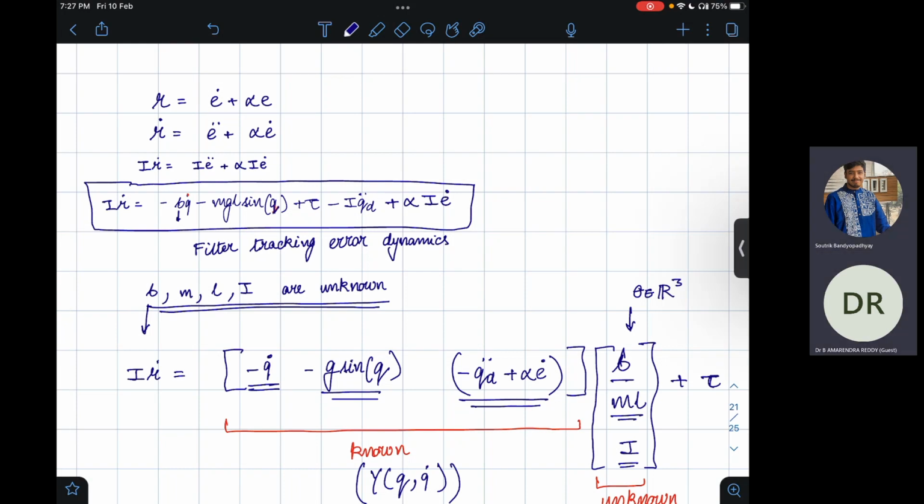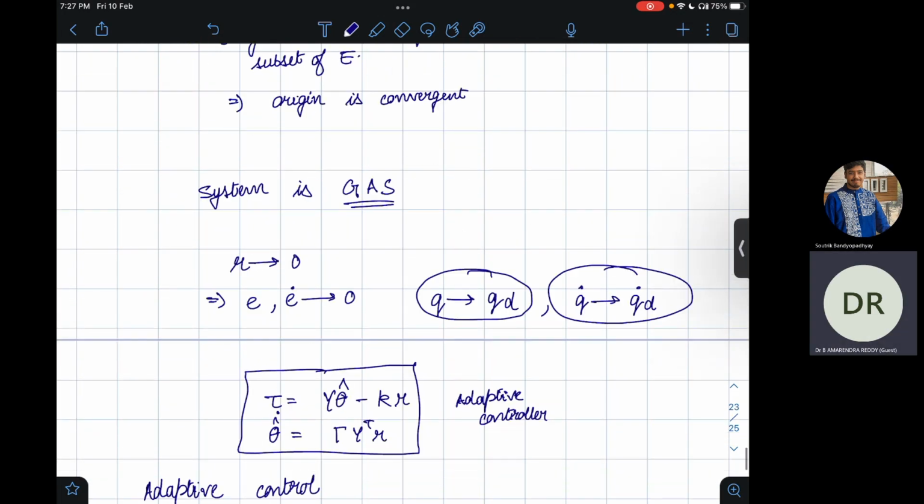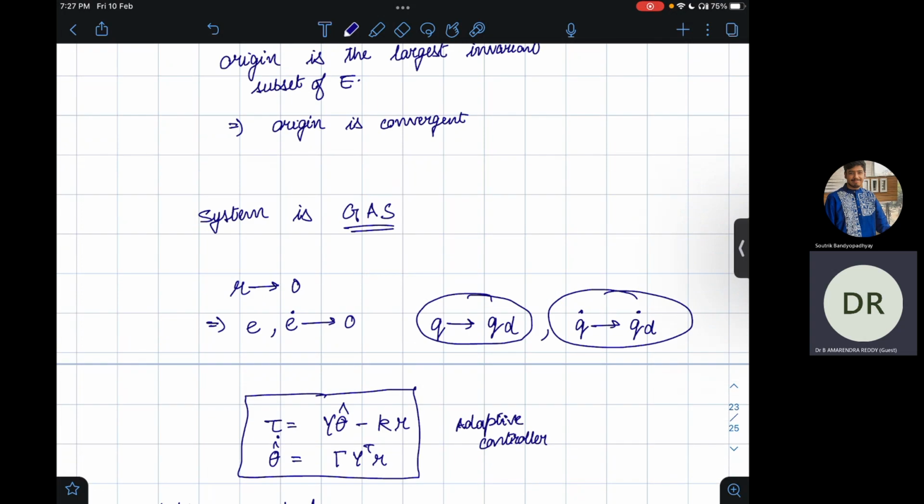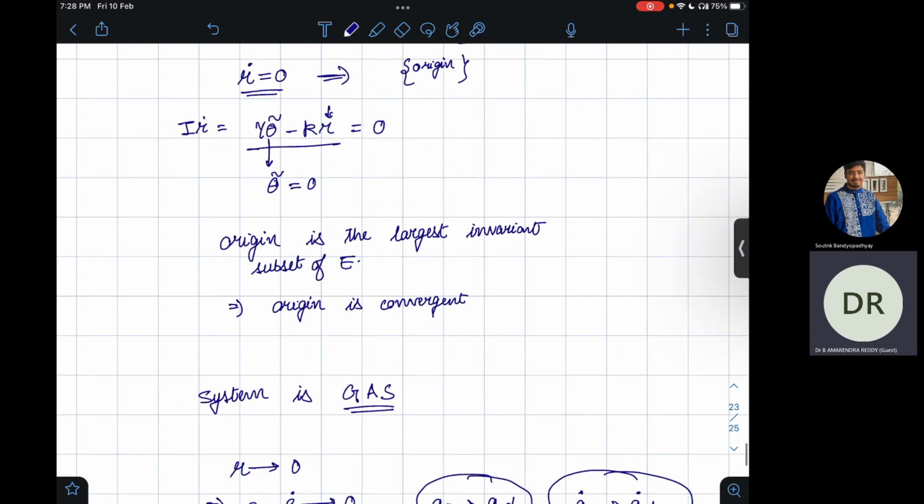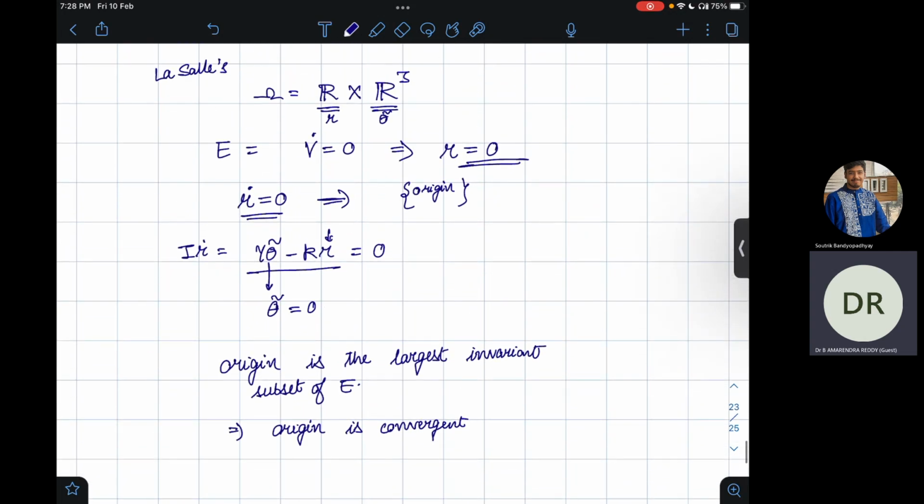Sir, one doubt in this discussion. Can you go down, sir, to the next page? Sir, while writing here just above, you are writing directly the error equation, R dot is equal to error equation, I into R dot. I am having some doubts here, sir.